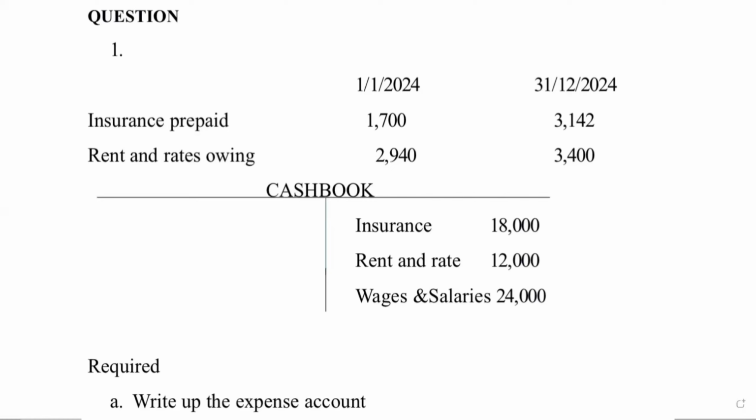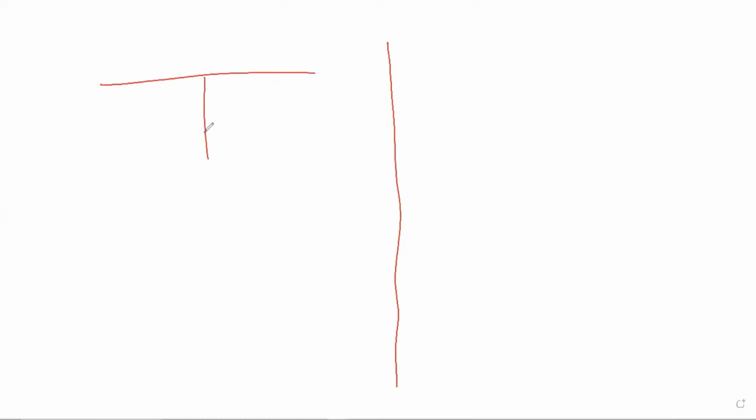So as soon as you see this, the amount paid for insurance is 18,000. But then there is insurance prepaid in the question, where it has an opening balance and a closing balance. Immediately you see that, it means you have to open an insurance account and know the exact amount that is for 2024 only. So you open your insurance account nicely.